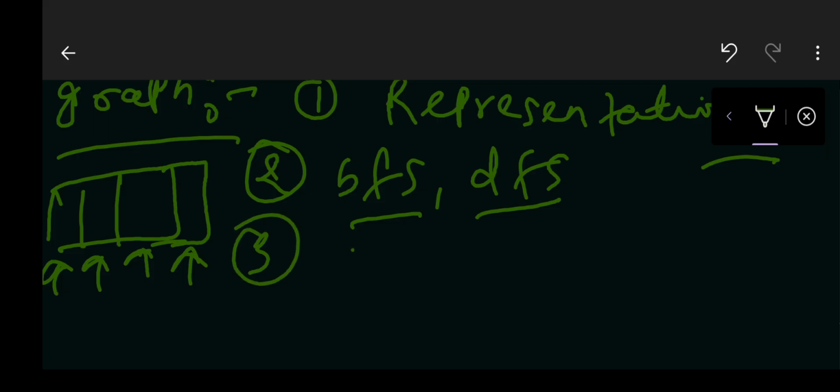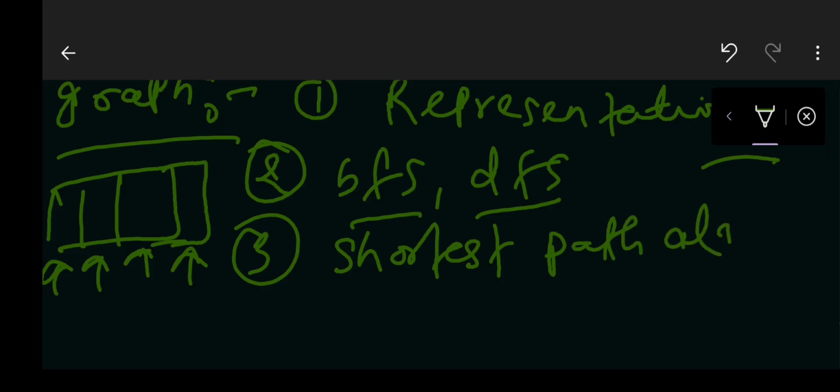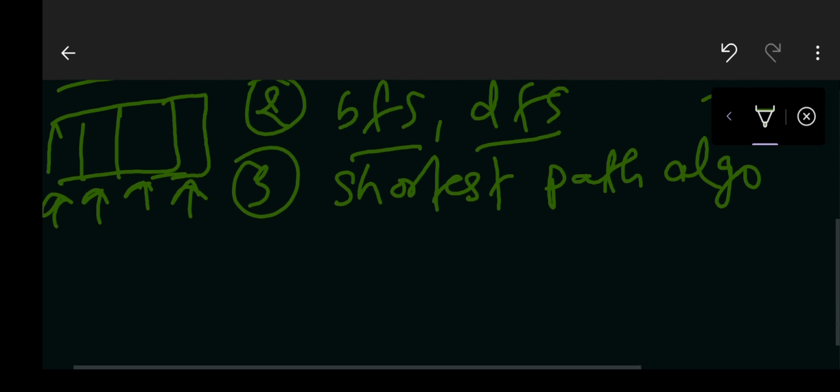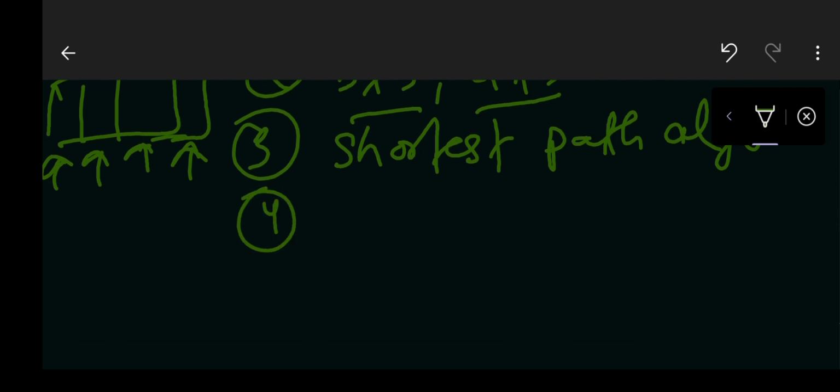The third thing that we are going to learn in this chapter is the shortest path algorithm. In shortest path we just have to learn one thing, which is Dijkstra's algorithm. That is the only thing in our syllabus. The fourth thing that we'll be learning is Prim's algorithm.